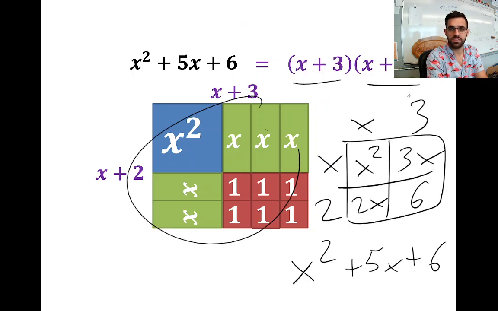And we can check that too, right? We can take these binomials, multiply them together using the box method, and we can get back to the original equation. So that should work forwards and backwards.